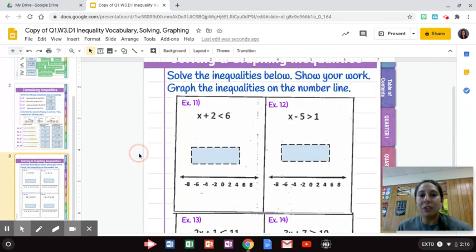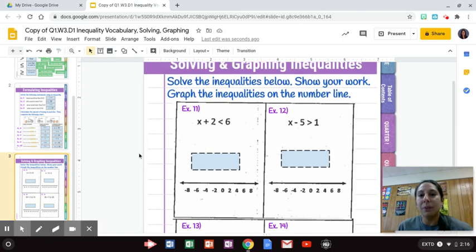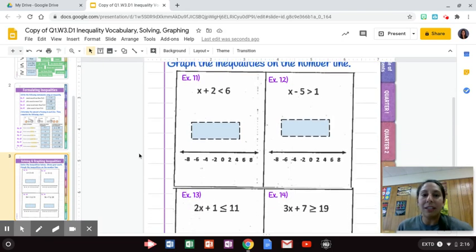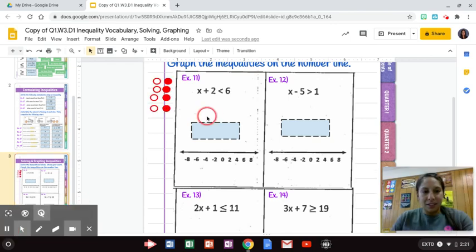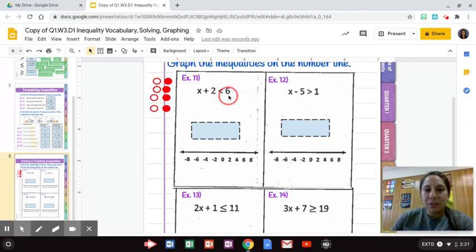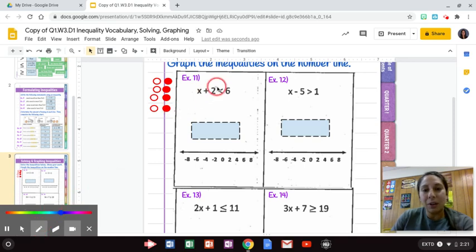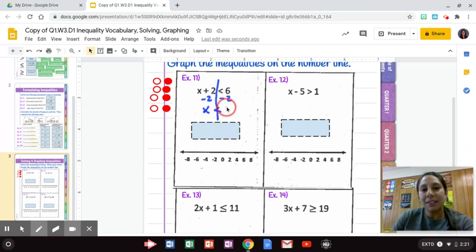On page 3, we're going to solve the inequalities below, show your work, and graph the inequalities on the number line. So for example 11, we have X plus 2 is less than 6. The opposite of plus 2 is minus 2, so we're going to put minus 2 on both sides of the inequality. Very similar to an equation, we're going to take away 2 from both sides. So X has to be less than 4.